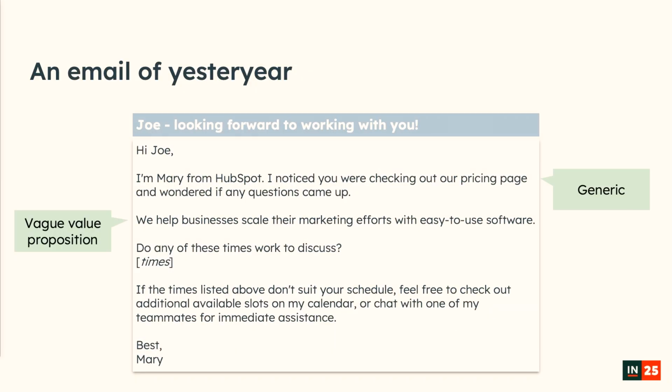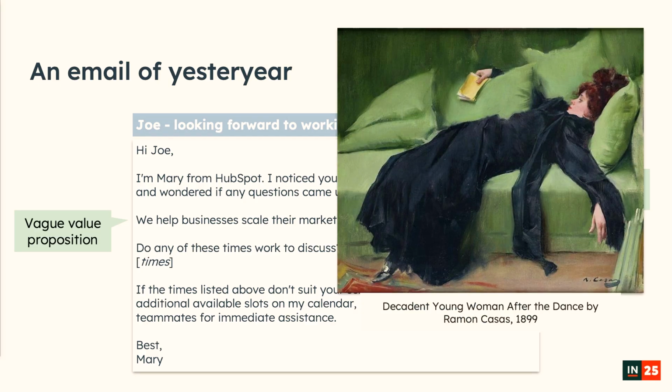So let's look at an example together. Here's an example of an email from yesteryear, or like last year. It's got a generic opening and referencing the person's most recent interaction with HubSpot in this case, and then tying into a vague value proposition with a proposal to book a meeting or a call with a sales rep. Cool, but we know this playbook. We've been doing it for a while.